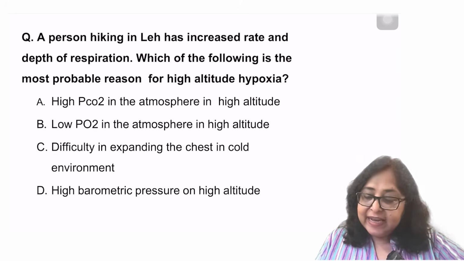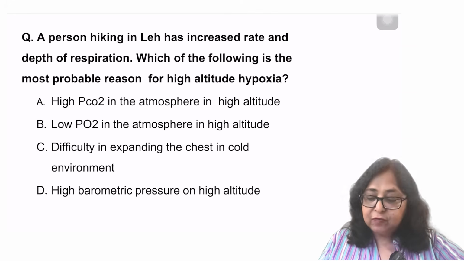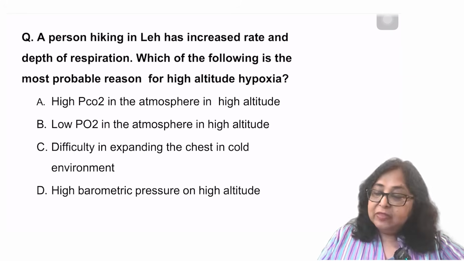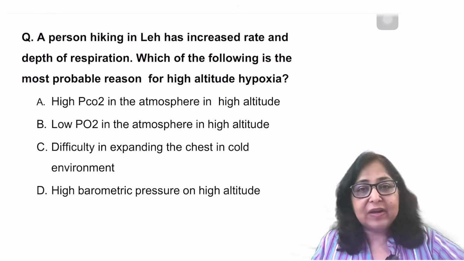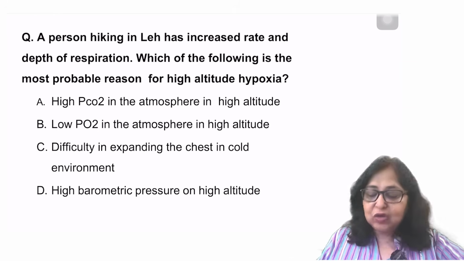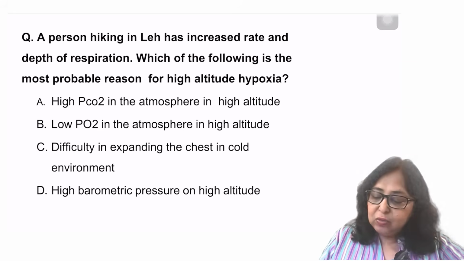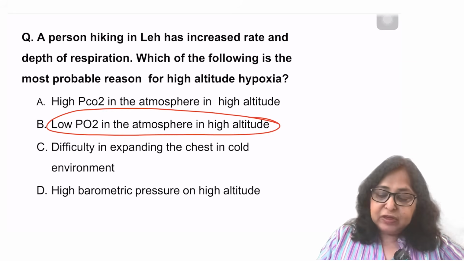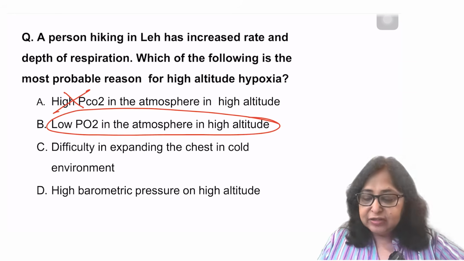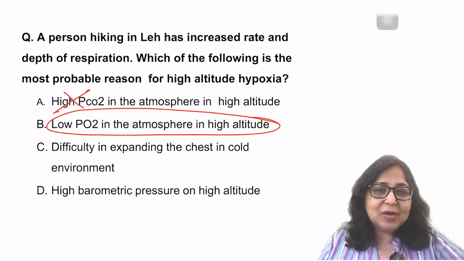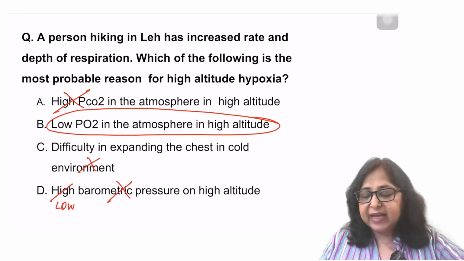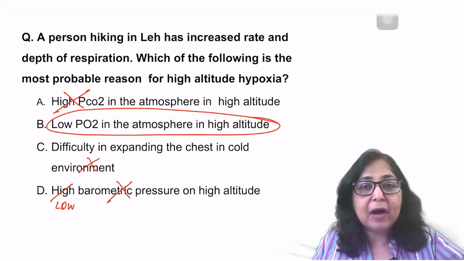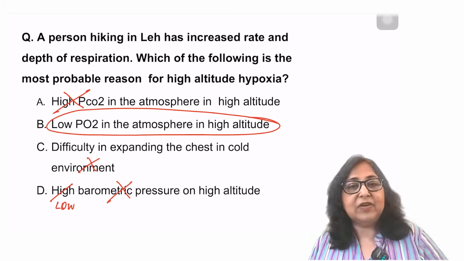A person hiking in Leh has increased rate and depth of respiration. Which of the following is the most probable reason for high altitude hypoxia? The moment we go into high altitude, there is a decrease in the atmospheric pressure. And that causes a decrease in the PO2 in high altitude. PCO2 is not high in high altitude. Difficulty in expanding the chest in cold weather is not the reason. It is in fact a low barometric pressure in high altitude. So my answer is low partial pressure of oxygen in the atmosphere in high altitude.